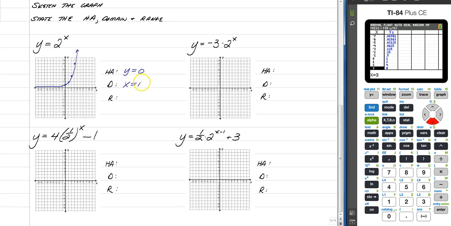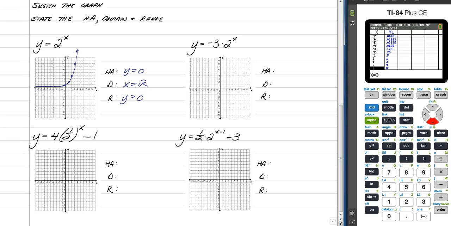So x is equal to all real numbers. And your range, it's only positive numbers. So y has to be greater than 0. And there we go. That's your horizontal asymptote, domain and range.